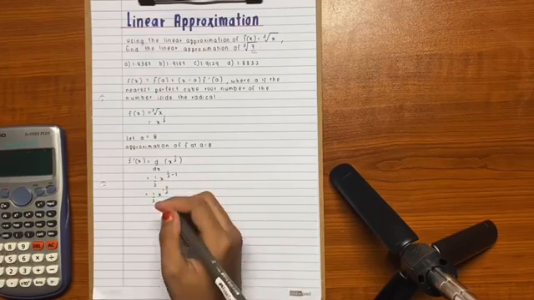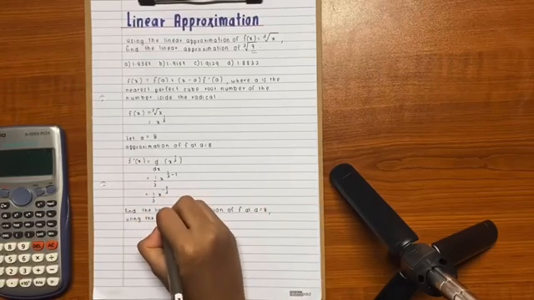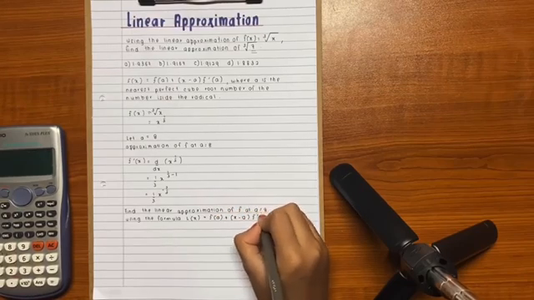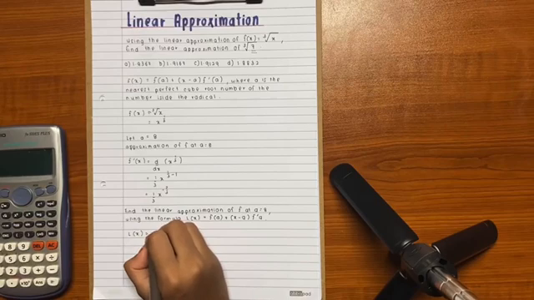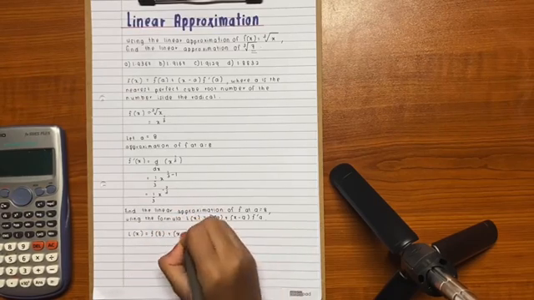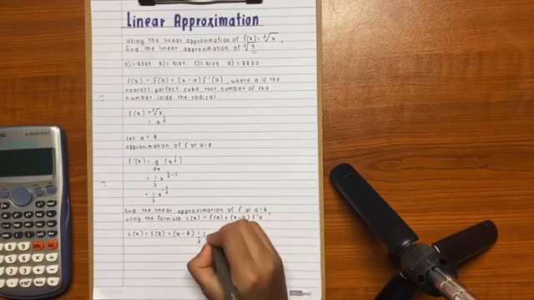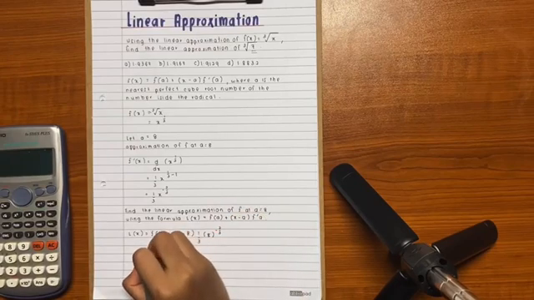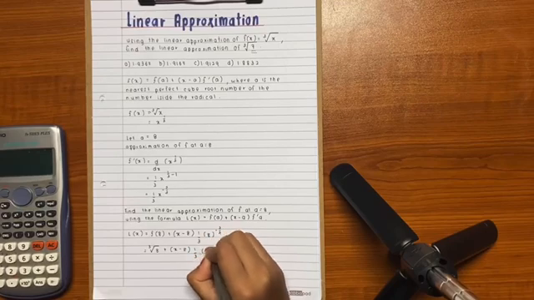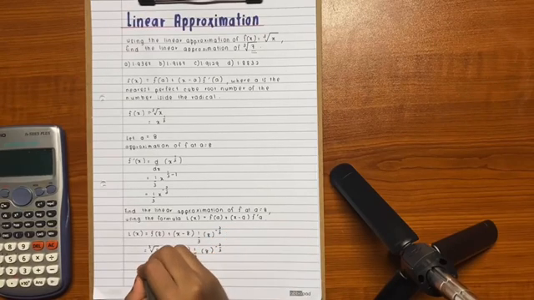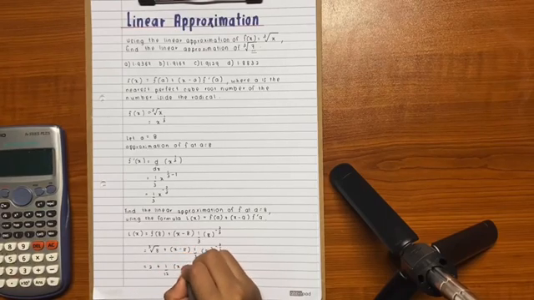After that, we find the linear approximation of f at a equals 8 by using the formula L(x) equals f(a) plus (x minus a) multiplied by f prime(a). Substituting a, we get f(8) plus (x minus 8) multiplied by f prime(8), which is cube root of 8 plus (x minus 8) multiplied by 1/3 times 8 to the power of negative 2/3. Then simplify the equation, and you will get 2 plus 1/12 multiplied by (x minus 8).